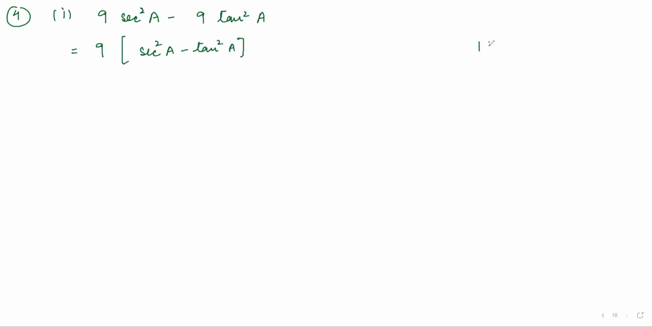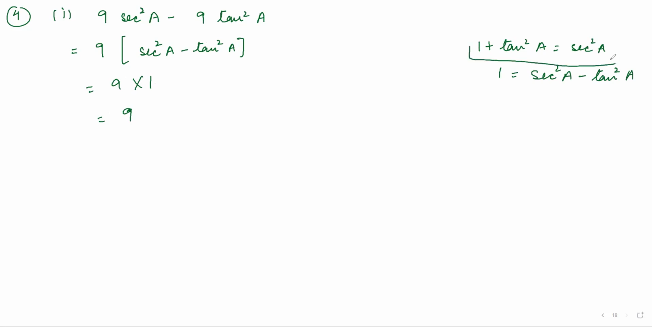Now remember the identity: 1 plus tan square A is equal to sec square A. If I bring this tan square A that side, 1 is equal to sec square A minus tan square A. So basically this becomes 1, so this is 9 into 1, which is 9. So the correct option is B. Justify means you have to show this identity and then it is justified that you're using this identity.